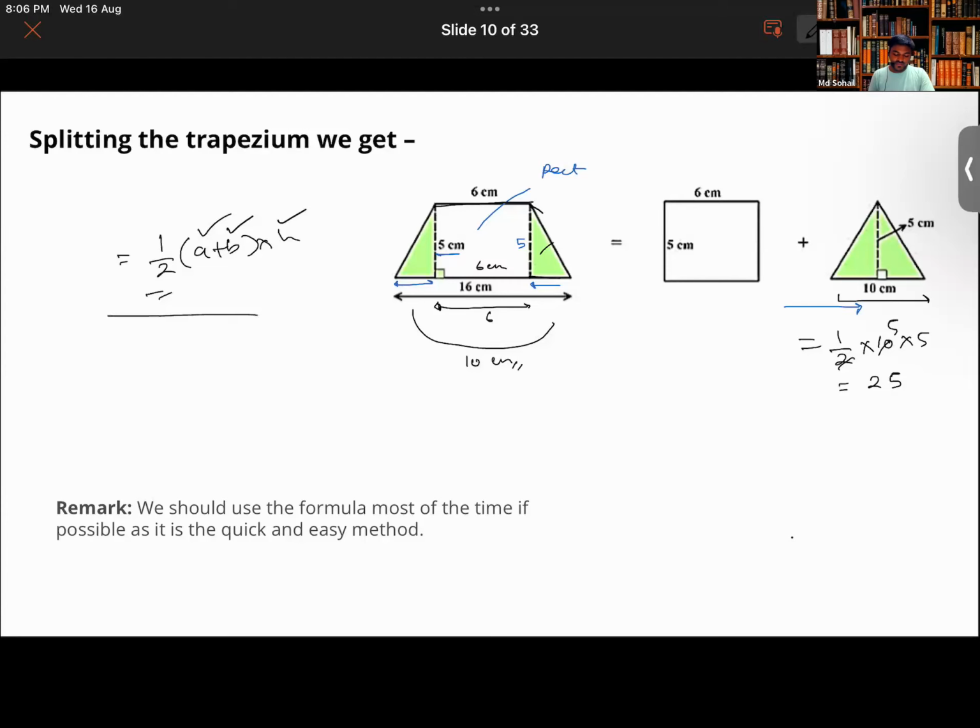I have also taken a remark here that we should use the formula most of the time, if possible, as it is the quick and easy method. But otherwise, if the question deliberately asks you to solve it using the splitting method, then you have to take that method. Getting it, guys? So here it's 25 and here it's 30 square centimeter. So 30 plus 25, that is 55 square centimeter.